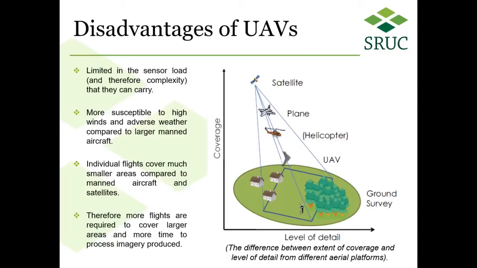So you do have to pick your days. Rain generally precludes flight completely. And with wind, if it's getting beyond 5 meters per second, you want to think twice about flying. And definitely if it gets above 10 meters per second, you don't want to be flying at all. The area that you cover is also smaller compared to satellites and manned aircraft, so you just have to do more repeat flights.